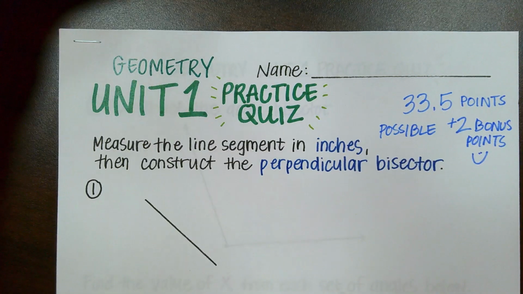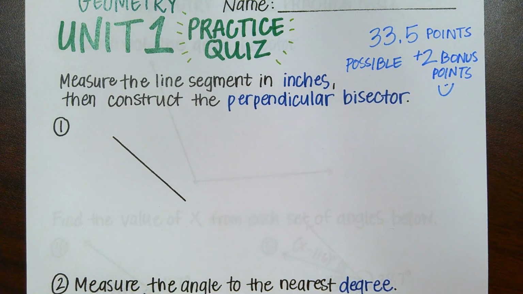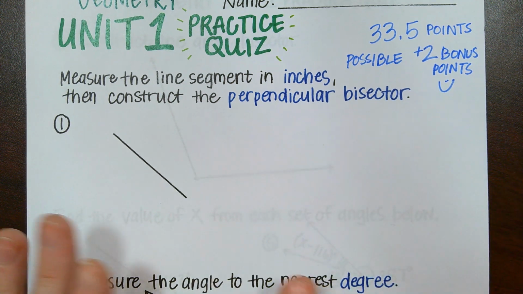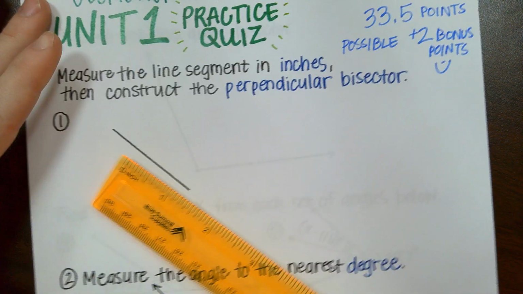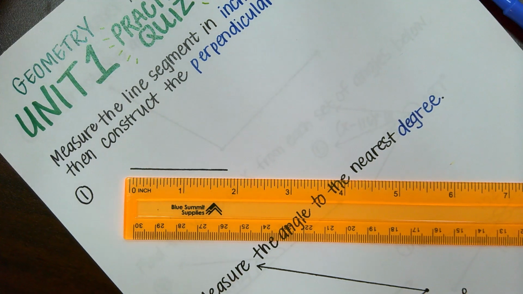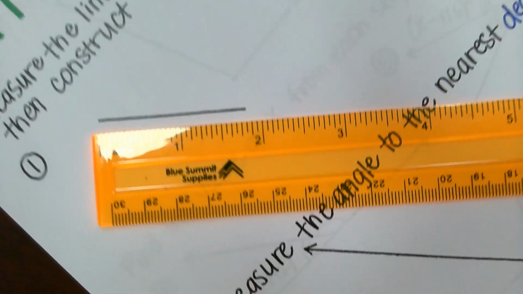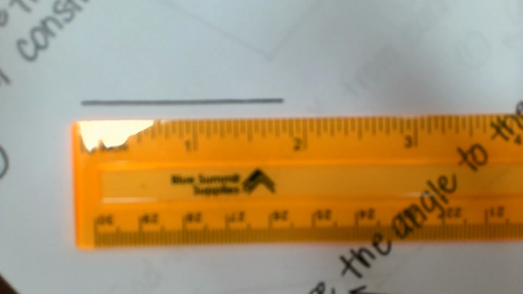So let's get started with number 1. Question number 1 tells us to measure the line segment in inches, and then construct the perpendicular bisector. Whenever we are measuring inches, we are going to be using our rulers. So I'm going to grab my ruler, and we're going to zoom in really close for this part because I want you guys to be as exact as possible.